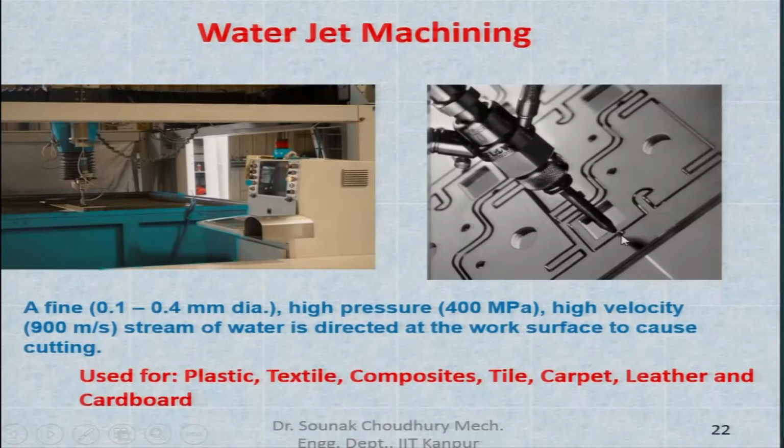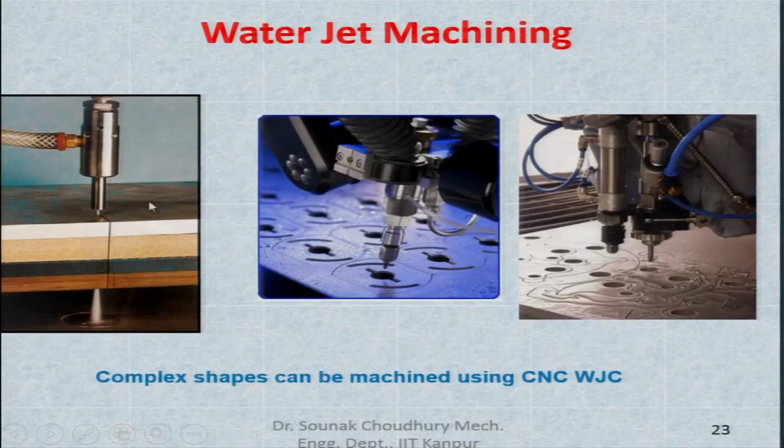Later, it was tried on metal as well. Nowadays this is not very widely used, but it is successful, though mostly the water jet is used for plastic, textile, composites, tile, carpet, leather, cardboard and so on. Here there are other examples. You can see the thickness through which the water jet can impinge and cut. This is wood, and the nozzle can be traversed so that the entire width can be removed.